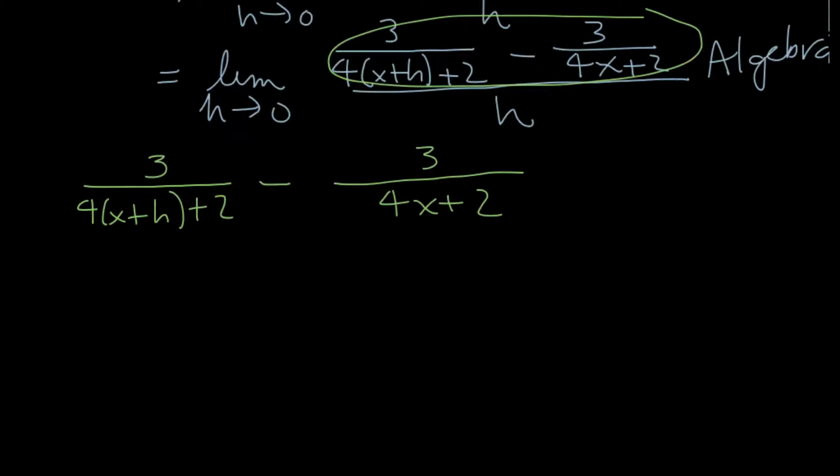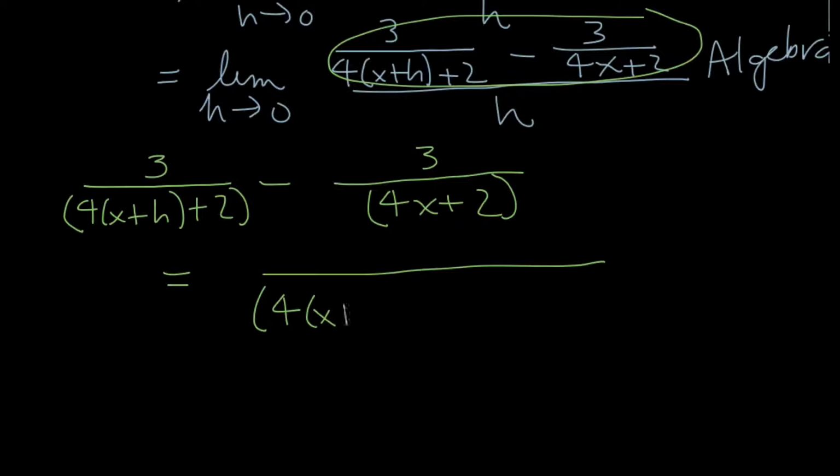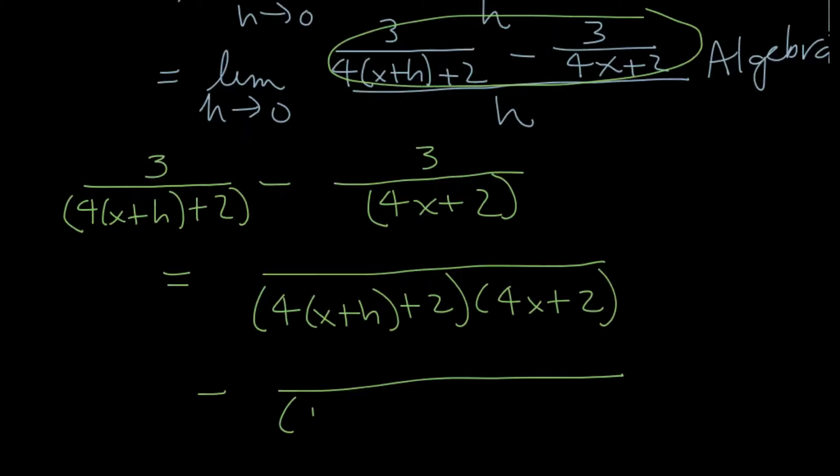Now, how do we go about finding a common denominator? Well, the easiest way to find a common denominator is to simply take the product of the two denominators. So let's do that. We get 4 times the quantity x plus h plus 2 times 4x plus 2. And that's going to be both denominators, so let's try and rewrite this as two expressions, each with the same denominator.